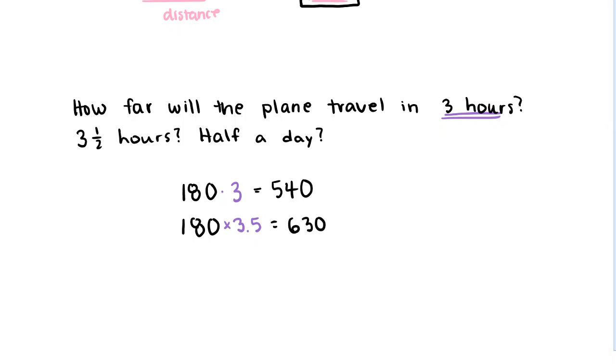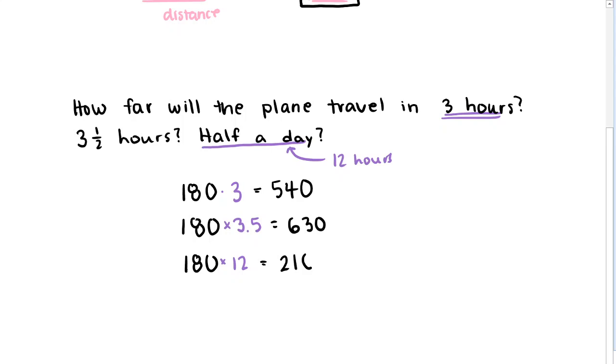And in the last example, we want to figure out how far the plane traveled after half a day. Well, half a day, that's 12 hours. So what we're going to do is take our rate and multiply it with the time, 12, right? 12 hours. And this is going to give us, this might take a little bit more effort. I know 10 times 180 gives me 1,800. And I still have to add on 2 more sets of 180 on top of that. In other words, I have to add on 360 on top of my 1,800, and that comes out to 2,160.